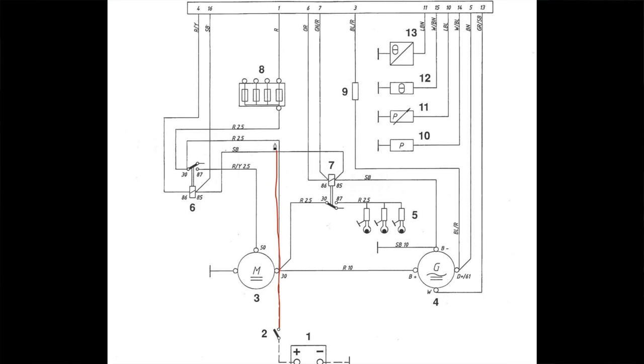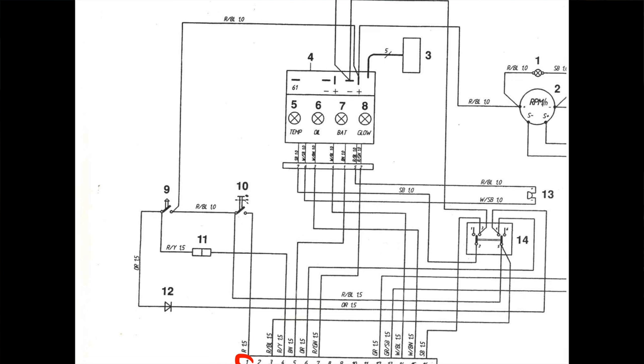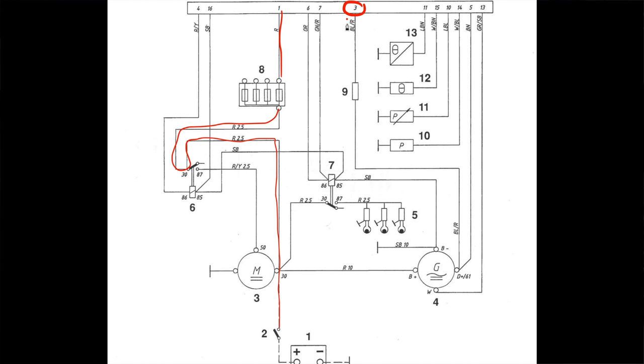So the power comes in from the main battery. There's a battery switch. It then goes into here. Then it loops up to the ignition, to the on-off switch or the ignition key. And then it makes its way back. And there's a feed here that goes to the back of the alternator.